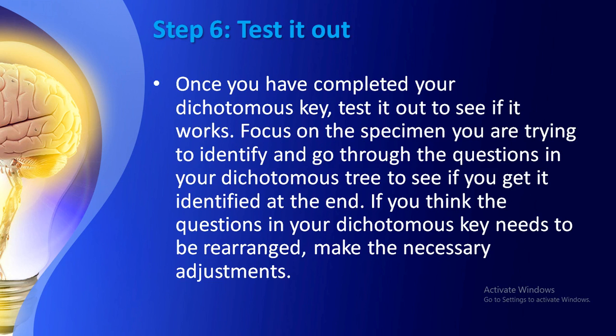Step 6. Test it out. Once you have completed your dichotomous key, test it out to see if it works or not. Focus on the specimen you are trying to identify and go through the questions in your dichotomous tree to see if you get it identified at the end or not. If you think the questions in your dichotomous key need to be rearranged, make the necessary adjustment. That depends upon you. If you are not successful the first time, shuffle the questions and try again.